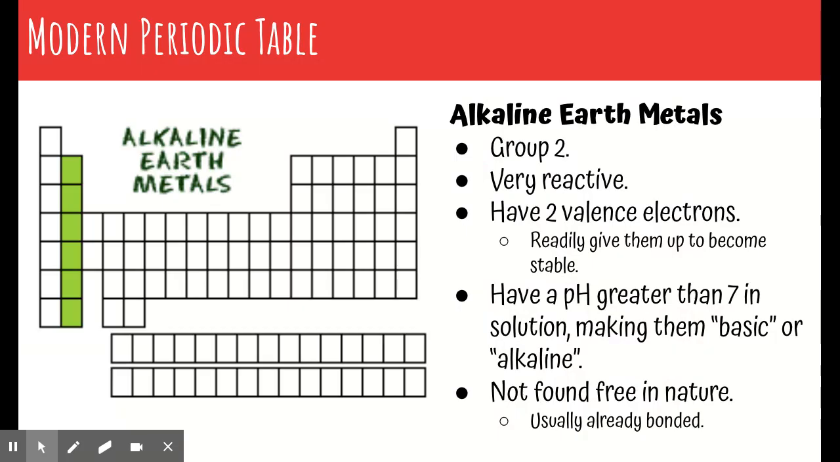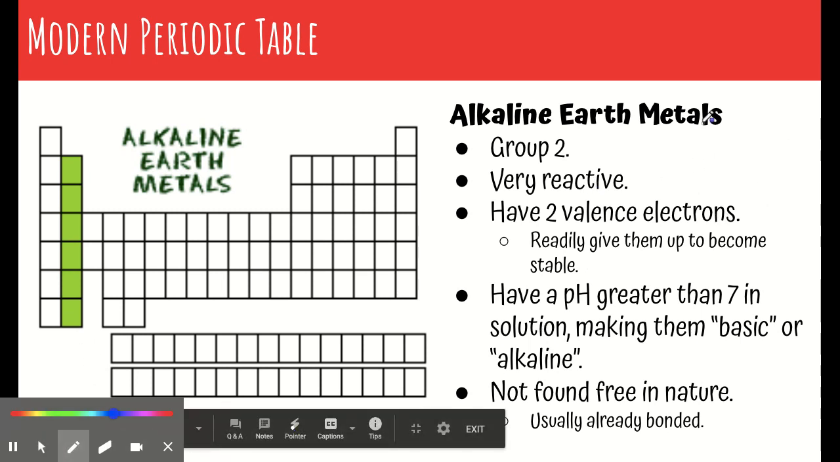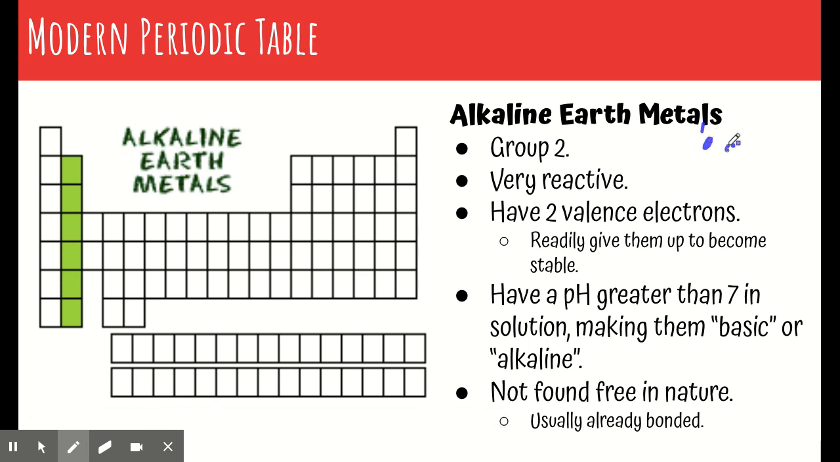So here in the second group, we have the alkaline earth metals. These are also very reactive, not as reactive as the alkali metals, but still very reactive. They have 2 valence electrons. So if we were drawing our Lewis dot diagram, you might have, hold on, let me get in here. It's hard to do on a computer.